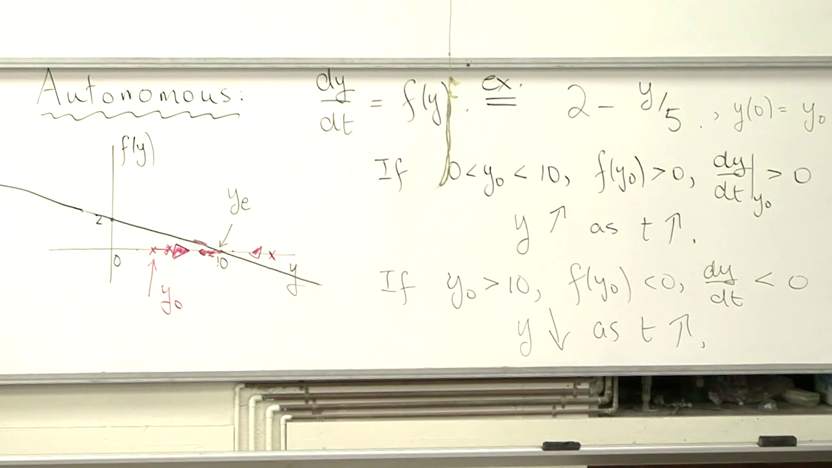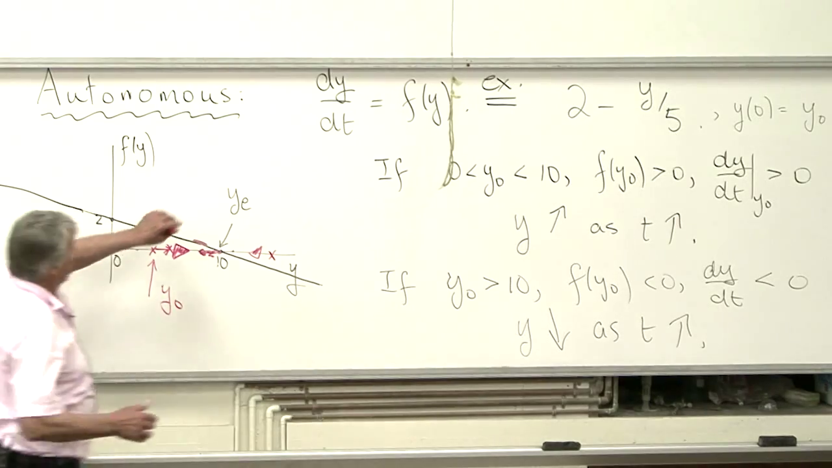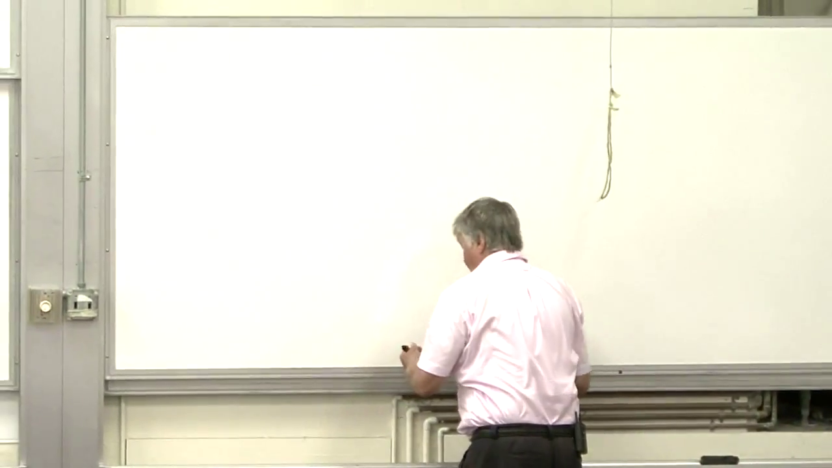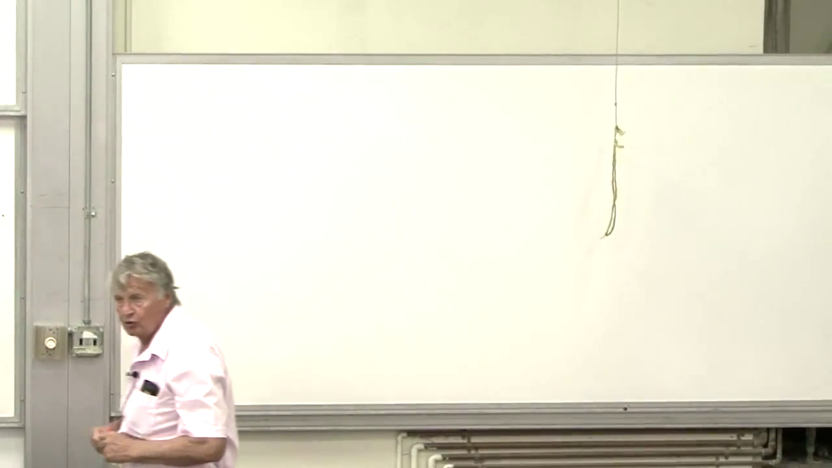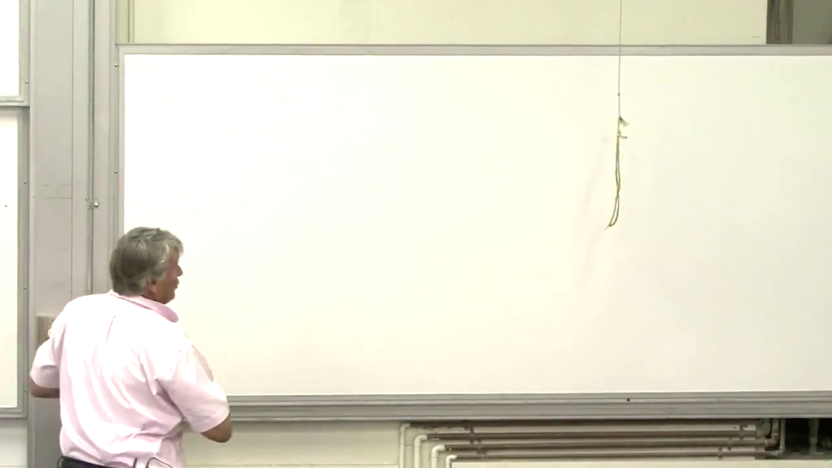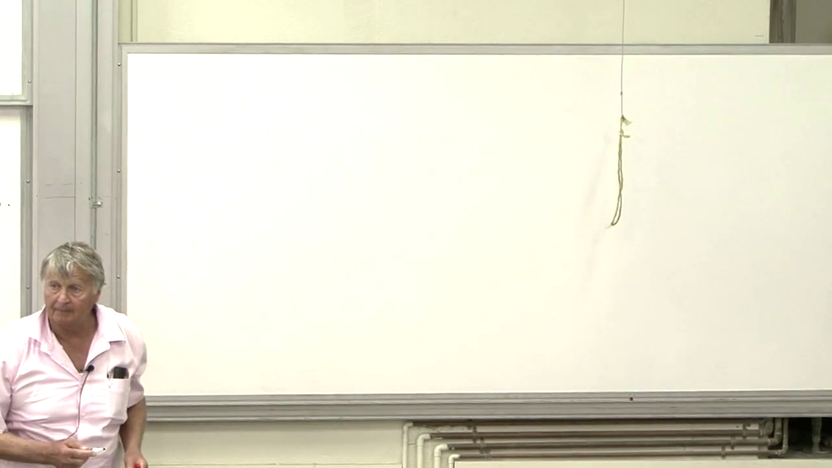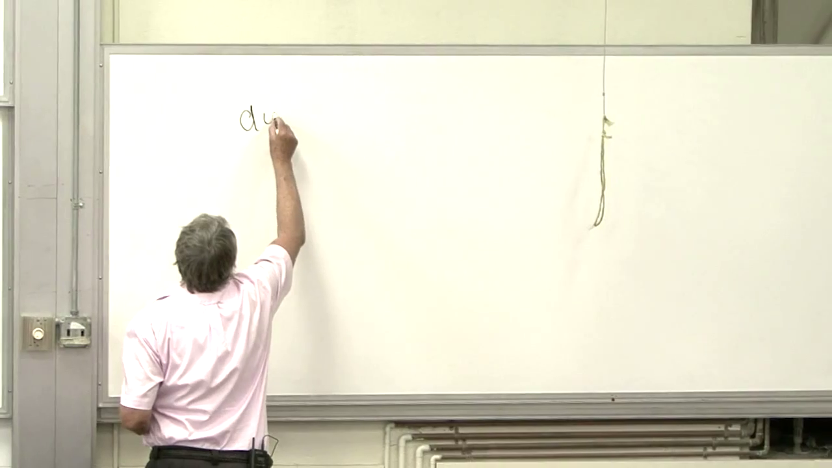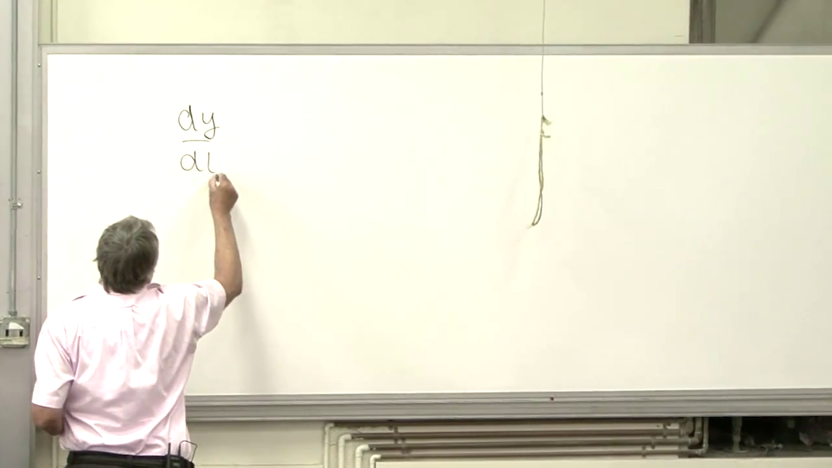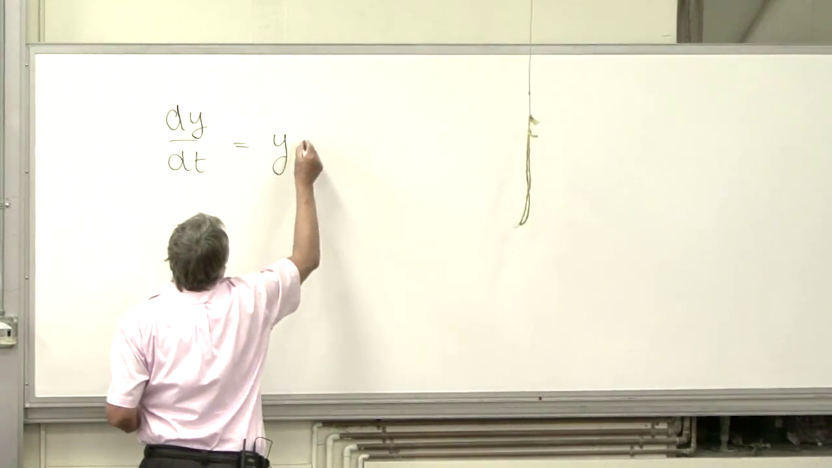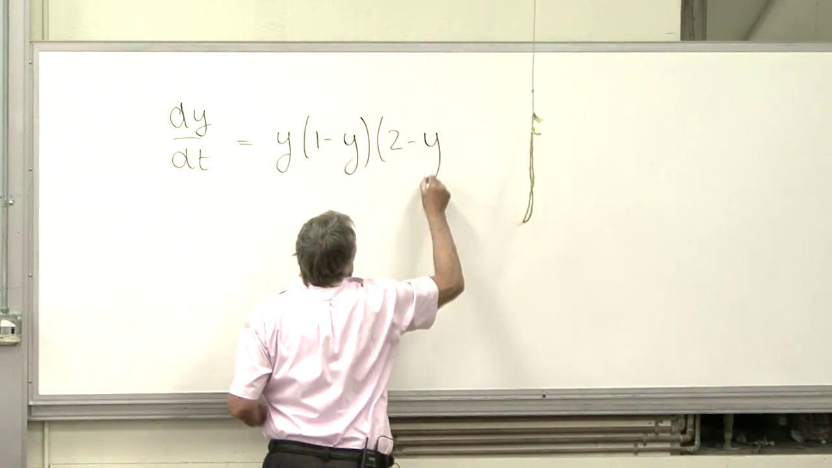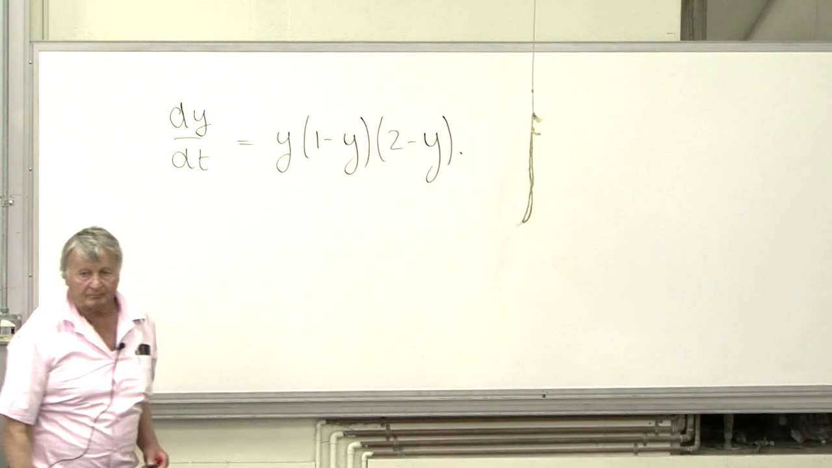Let's look at another example, and we'll make it a harder example. Actually, I think I might have set this in the homework, and I'll tell you what the solution is. But first of all, we're going to argue it out graphically. So I have dy by dt is y times (1 minus y) times (2 minus y). Okay?